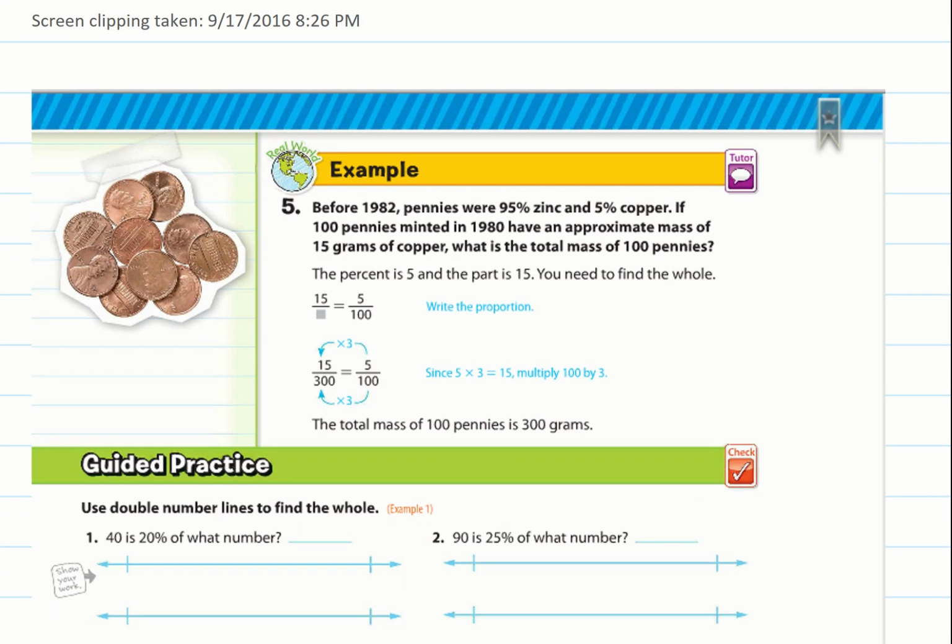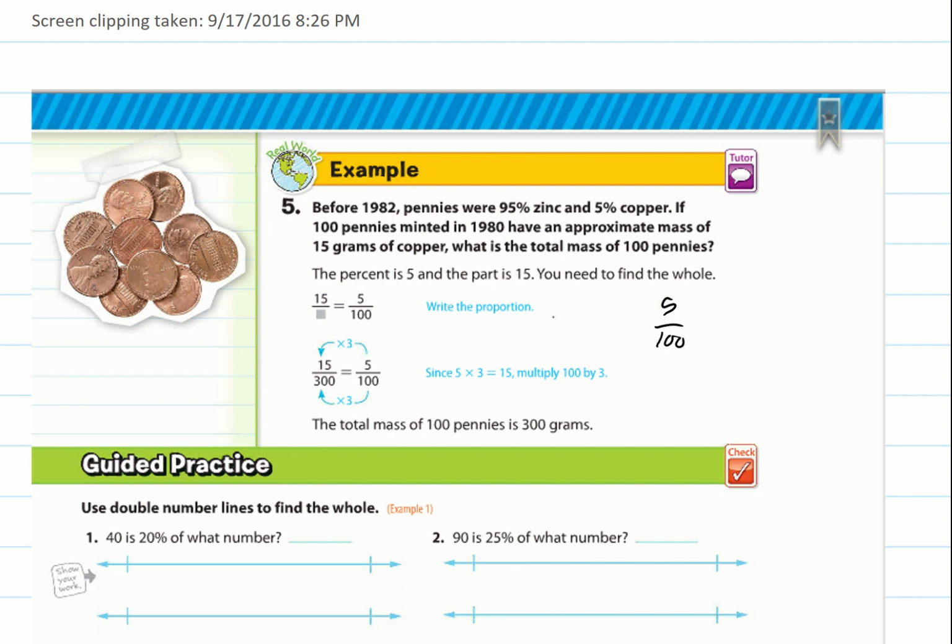One last example. Before 1982, pennies were 95% zinc and 5% copper. If 100 pennies minted in 1980 have approximate mass of 15 grams of copper, what is the total mass of 100 pennies? Ooh, wow. So right off the bat, we know percent is 5%. So we know we have 5% over 100.